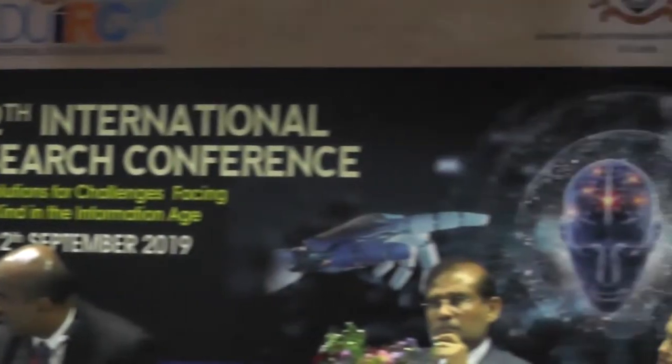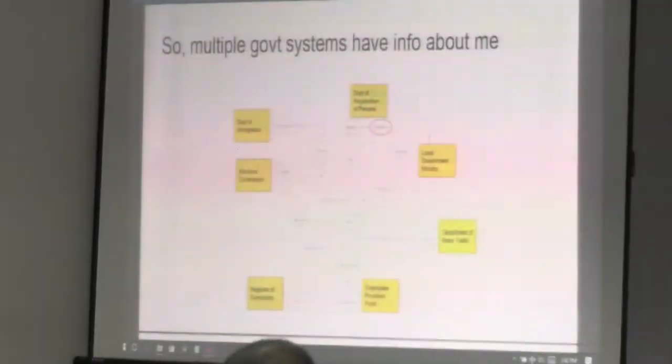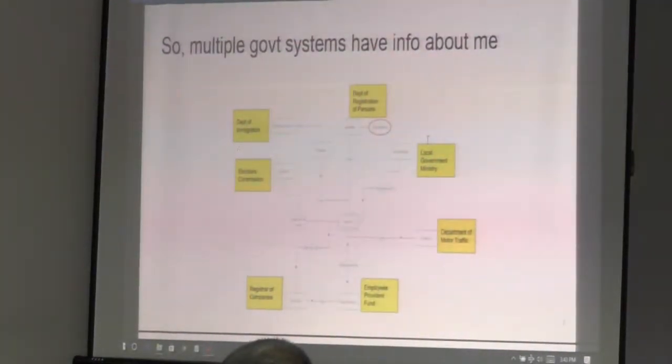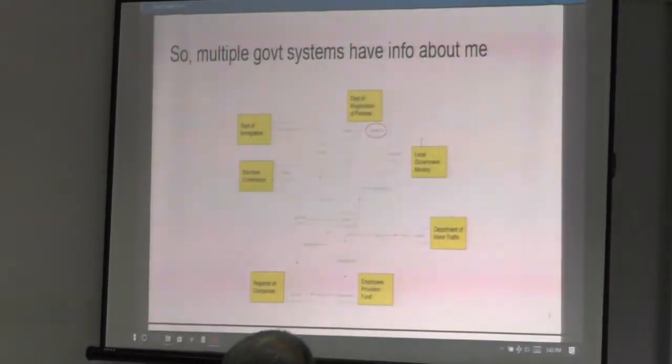If you just look at, you can't read this, so don't worry about reading it. If you look at just information about an individual, there are multiple parts of the government that contain information about an individual. So just starting when you're born, there's the registrar, the birth certificate and marriages registrar that records it. When you become 15, national ID gets involved and they give you a national ID. That's the Department of Registration of Persons. When you become 18, you get registered into the election system so you can vote. If you have a driving license, there's a motor vehicle department that gets information about you. If you travel, you get a passport, and so on.